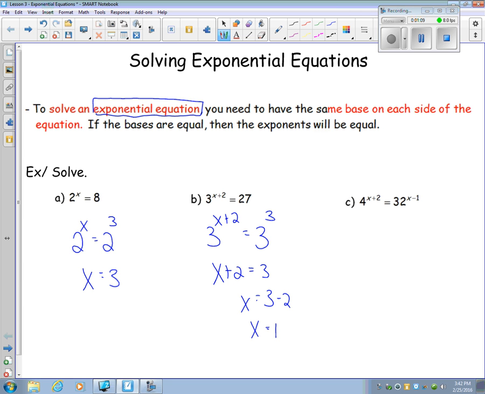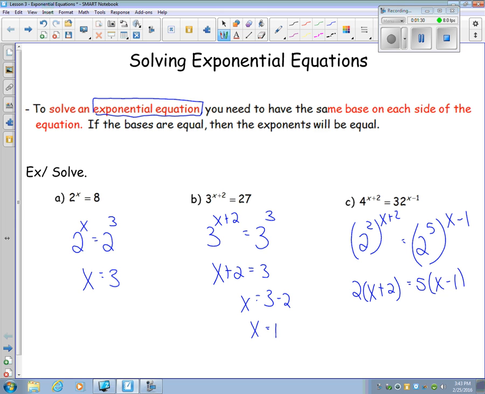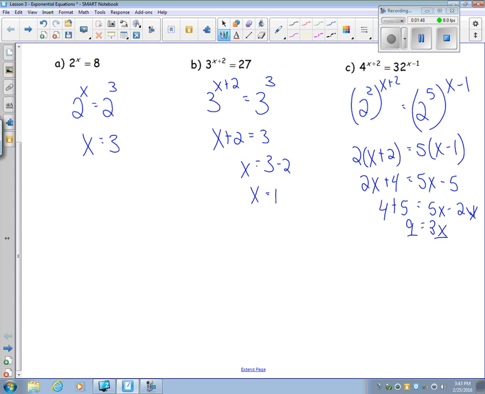And I can even do ones where the bases don't look the same. I can't make a 4 into a 32, but I know that both 4 and 32 are powers of 2. 4 is like saying 2 squared, and 32 is like 2 to the power of 5. And with powers to powers, we have to multiply our exponents. And then we can solve this equation, right? Get rid of your brackets. Rearrange the equation. 4 plus 5, we get 9 on one side. We get 3x on the other side. Divide both sides by 3. And x is 3.